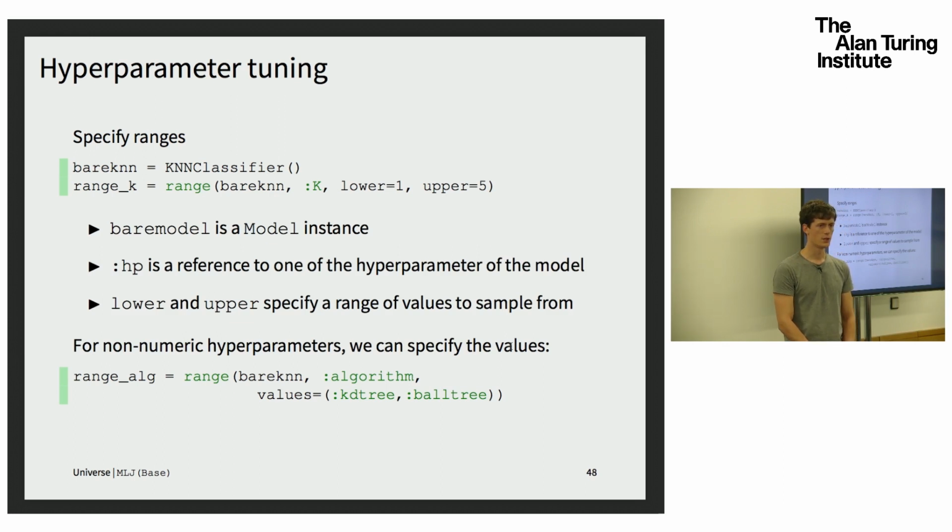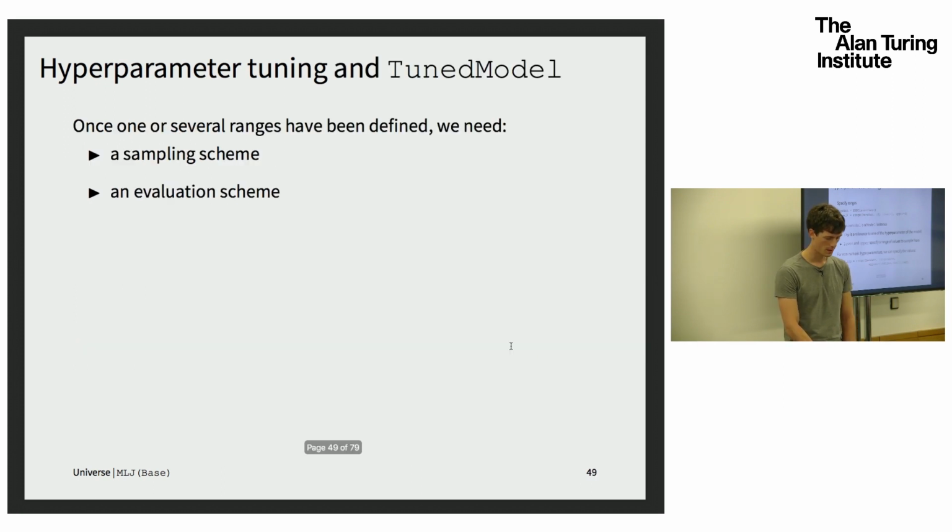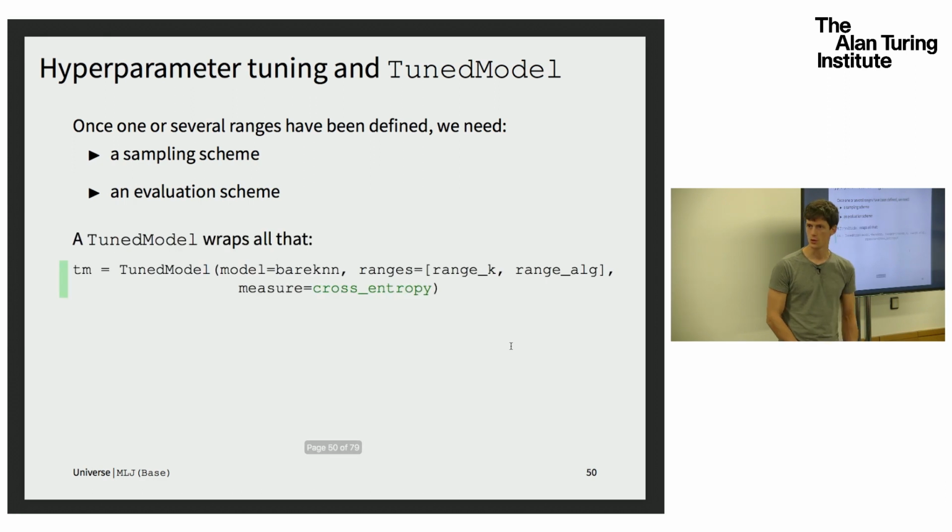So once you have a range, then you need to specify how you're going to sample hyperparameter values from that range, and then how you're going to evaluate over these possible hyperparameters. So that's what a tuned model does. A tuned model wraps around a bare model. It takes ranges for hyperparameters. You could have any number of ranges here. It takes a measure for how it should prefer models with specific tuples of hyperparameters. And then you could add some other stuff specifying how you're going to do the sampling.